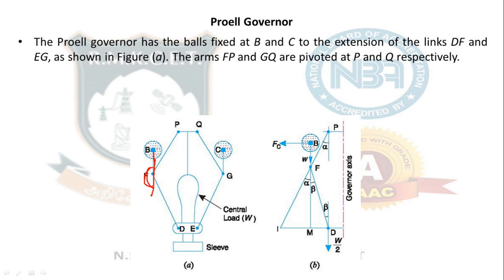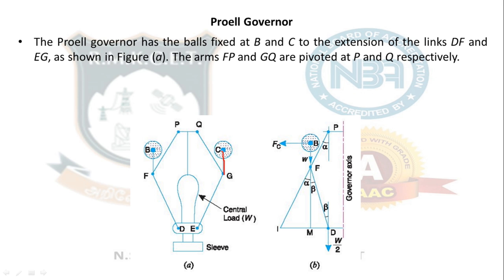But for most of the problems that we are going to do on the Proell governor, this will be assumed to be standing vertical, even though there is a change in RPM. If there is a problem which has some inclination here, that problem will be a little bit complicated, a lengthy one. It's not difficult actually, it is lengthy. So most problems assume the arm to be vertical and we proceed.